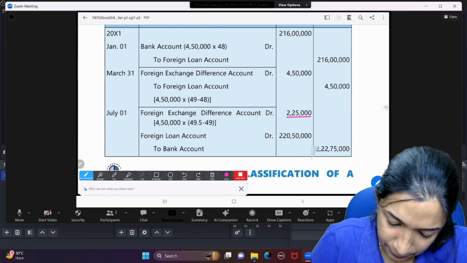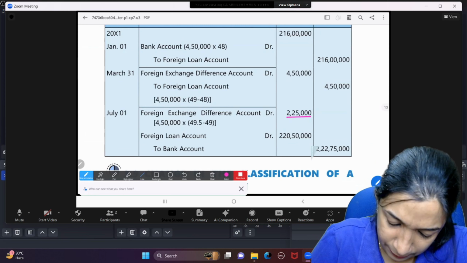If there is no significant fluctuation, understood. So initially I recorded it on 12th March at the spot rate on the date of transaction. Now, settling on 5th April, which means in between there is the 31st March balance sheet date. So what should you do?